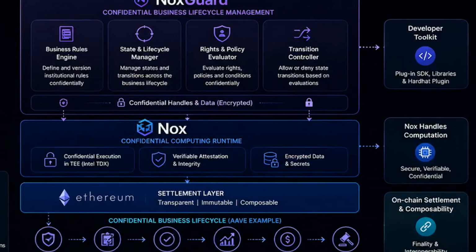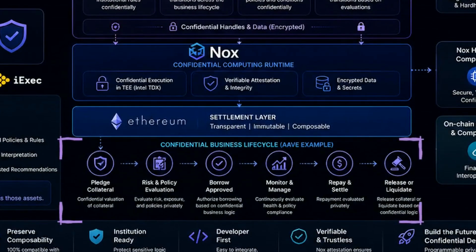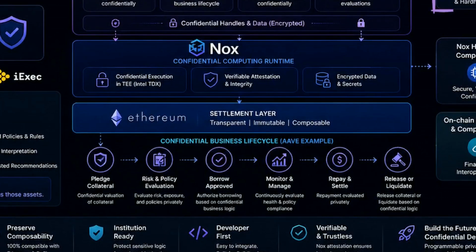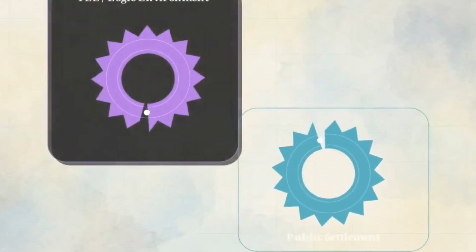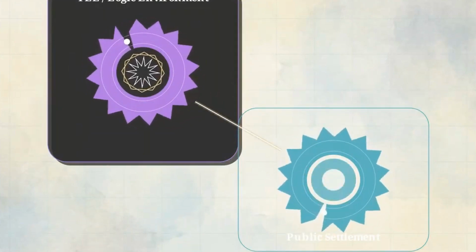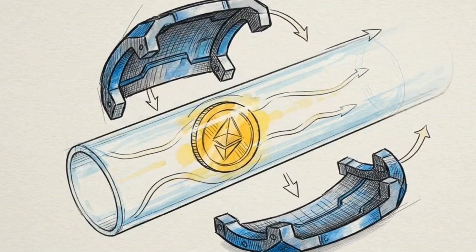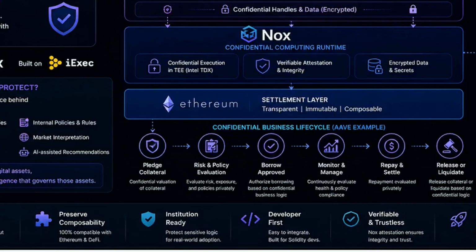This attestation is then submitted to the Ethereum settlement layer at the base of the stack. Ethereum serves as the final recording layer, documenting the state transition while the confidential details of the policy evaluation remain hidden. This is delivered as a developer toolkit, providing SDKs and Hardhat plugins so Solidity engineers can implement these patterns into their existing workflows. By decoupling the logic evaluation from the final settlement, NoxGuard allows for complex, private business rules to coexist with public, composable protocols. We can see this in action by following a single transaction through the lifecycle of a collateralized loan.